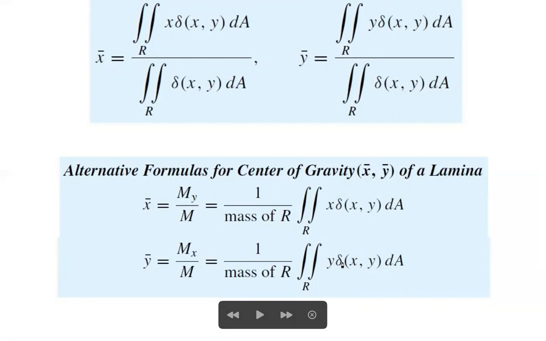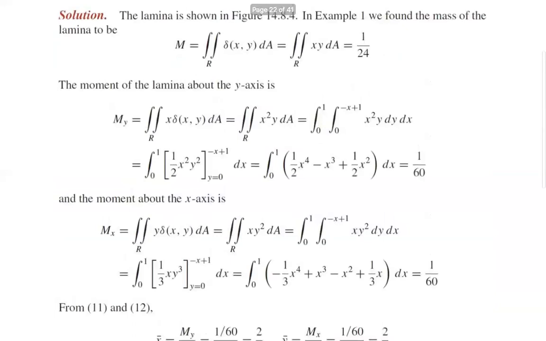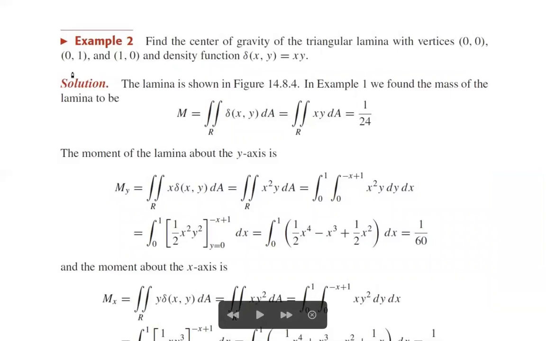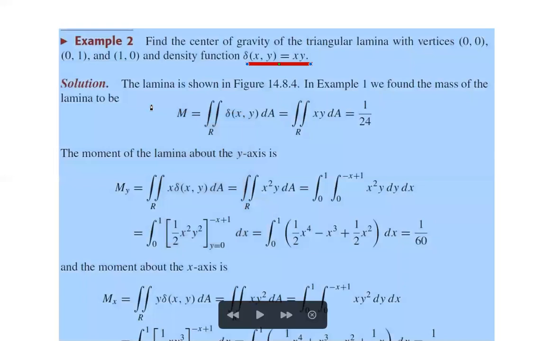Now one example: find the center of gravity of the triangular lamina with vertices (0, 0), (0, 1), (1, 0). Same problem as in example 1. Find the center of gravity; the density function is also given, delta of xy equal to x times y. We have already found the mass of the lamina M as 1 by 24 in the previous example.